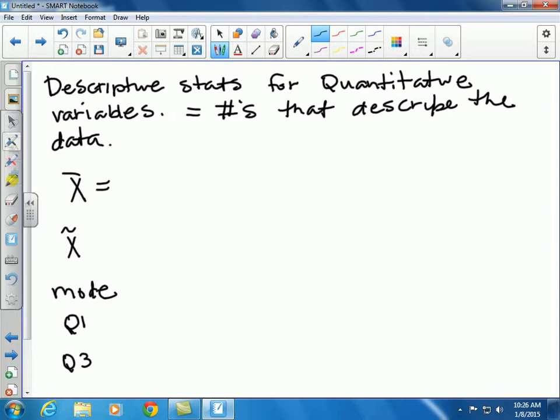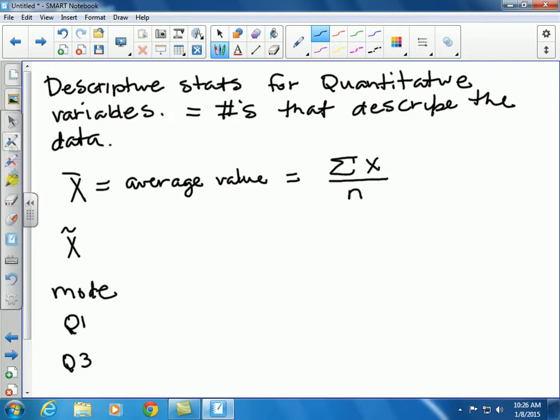The definition of X bar happens to be, in English, the average value. In math, it's what you think it is. You add up all the values and divide by how many you have. We simplify that process by saying the sum of all the data values divided by how many data values you have. So the average value is the same average you've been computing your whole life.